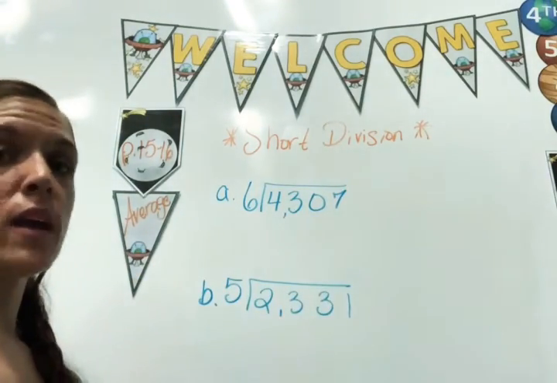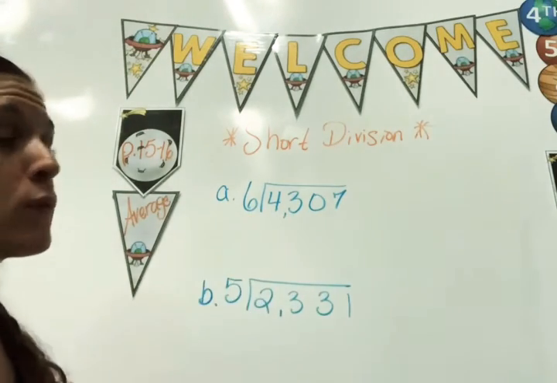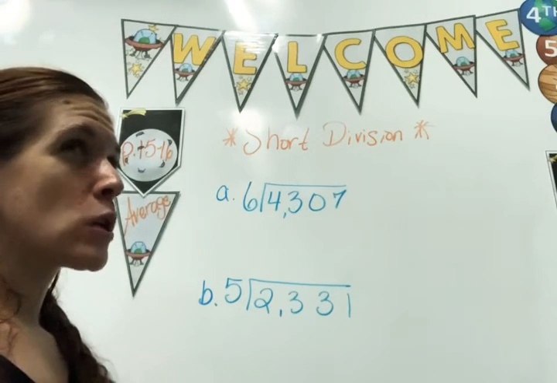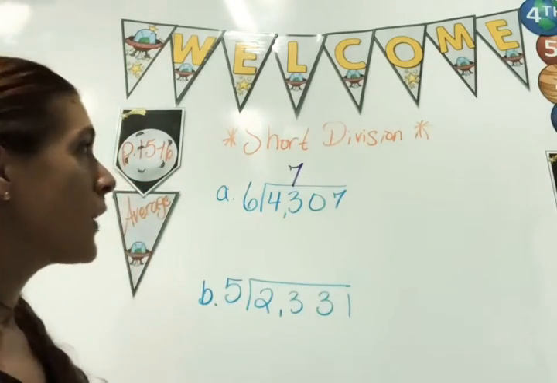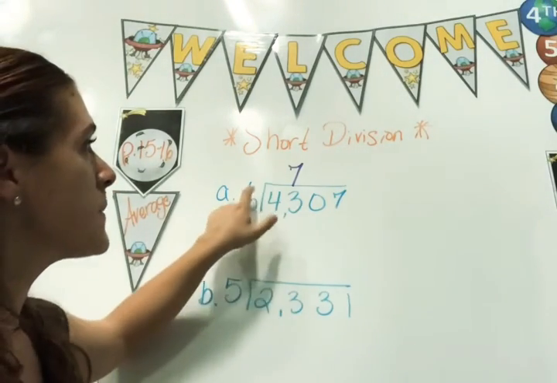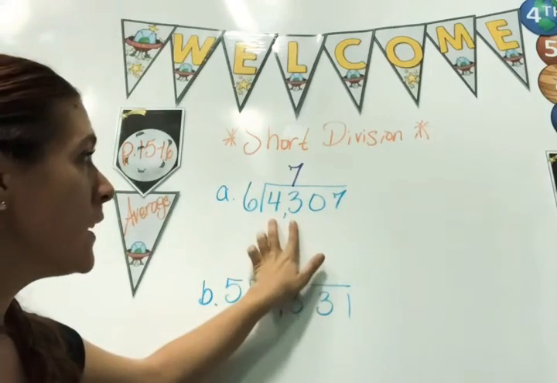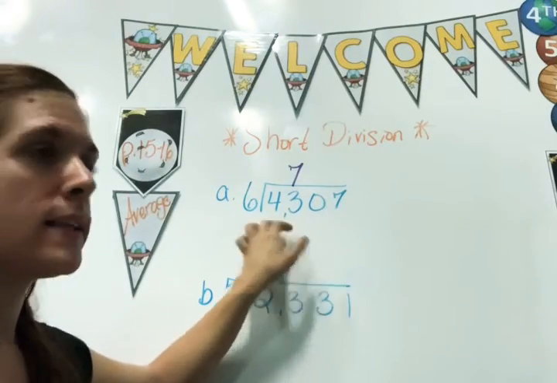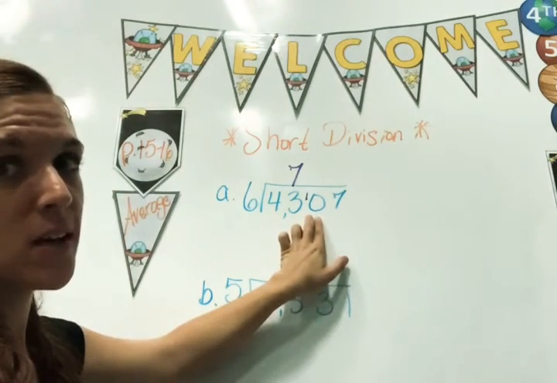So here we go. 4 divided by 6, not possible, so 43 divided by 6. 43 divided by 6 is very close with a what? 6 times 6 is 36, 6 times 7 is 42. So the 7 is going to go right here. Okay guys, follow the normal steps of division, nothing changes there. 7 times 6 is 42. Don't write it. It's 42. You know that 42 goes over here, so 43 minus 42 is what? 1. And you're going to put that 1 in front of the 0 and make that 10, okay?